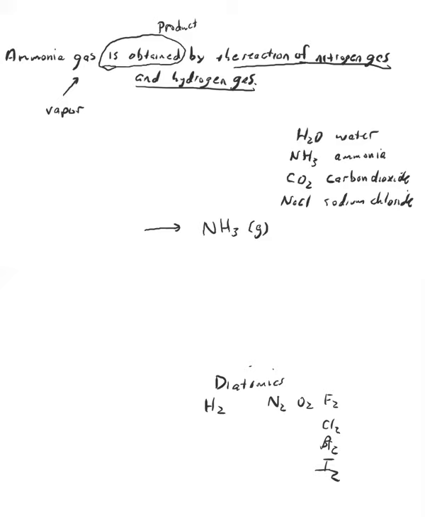If they said sulfur reacts, you would just write S. If they said phosphorus reacts, you would just write P. But if it's one of those 7 elements, you want to use a diatomic. So nitrogen and hydrogen. Okay, so there's the equation.